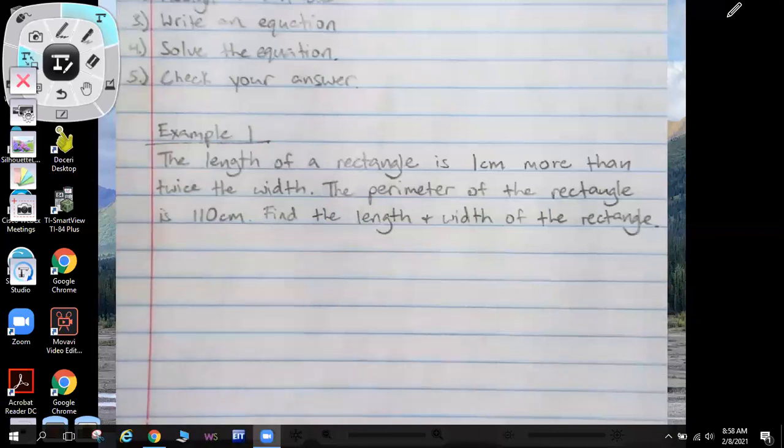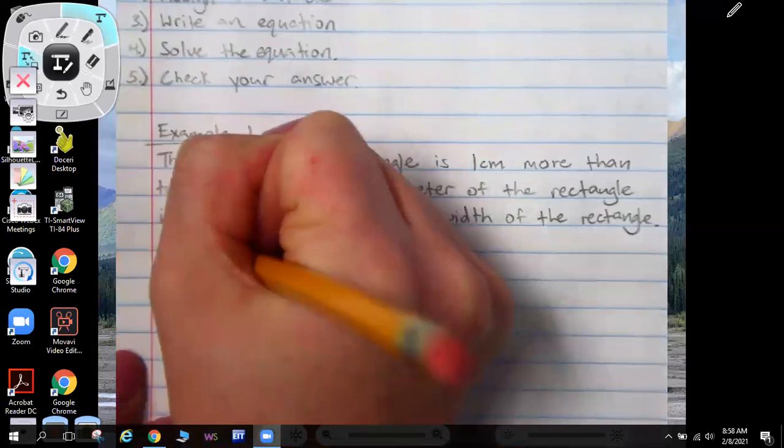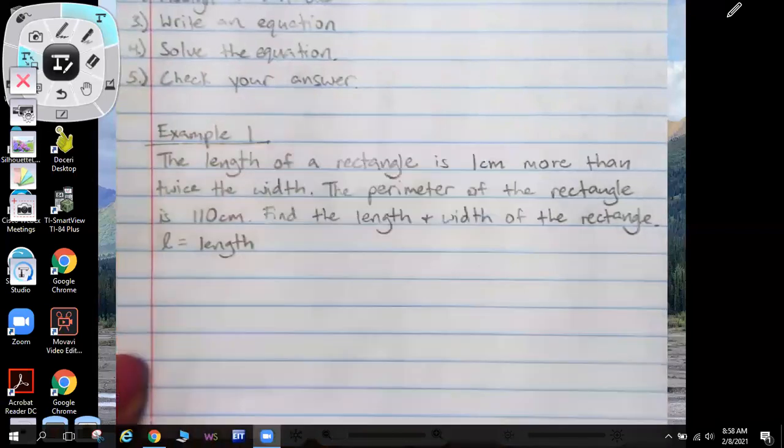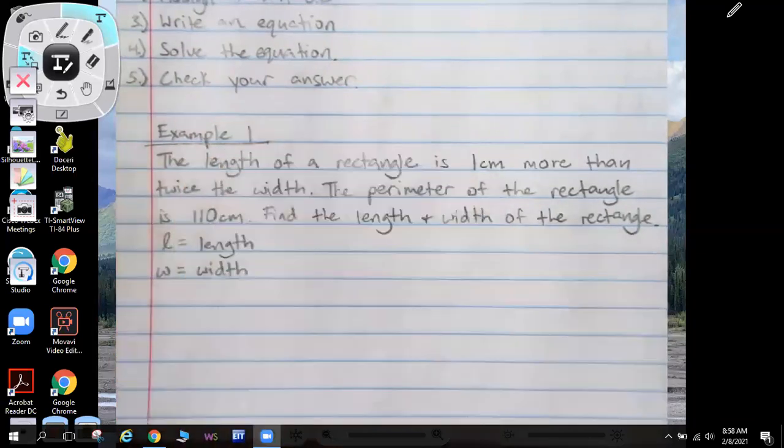All right, first step, read the problem. So let's read. The length of a rectangle is 1 centimeter more than twice the width. The perimeter of the rectangle is 110 centimeters. Find the length and width of the rectangle. Okay, step 2, assign a variable. So we have two things that we're trying to find, length and width. So I'm saying L equals length, using a lowercase cursive L so that it doesn't look like a 1. And W equals width. So we've assigned our variables.